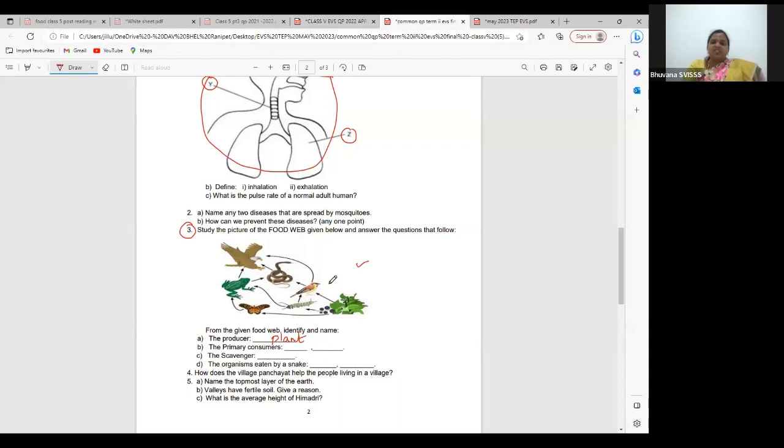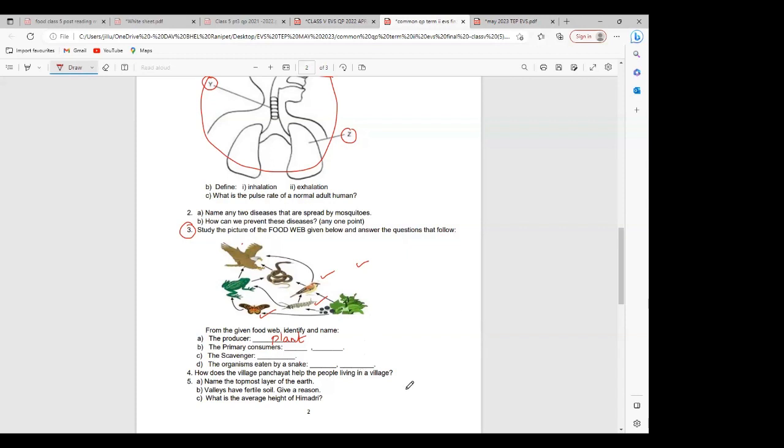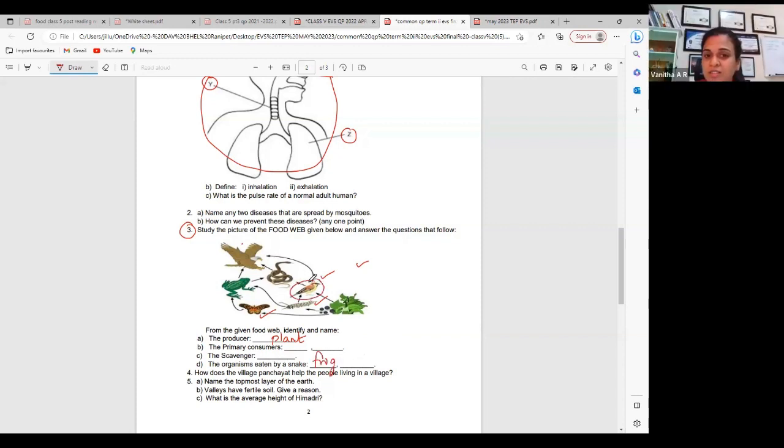Birds and insects. I do have a bird here, insect here. Maybe the child can write even a butterfly. So it is their choice, whichever they want. The scavenger: vulture. The vulture or the hawk. The organism that is eaten by a snake. Again, I want 2, frog and a bird. So many objectives I've achieved in one question.